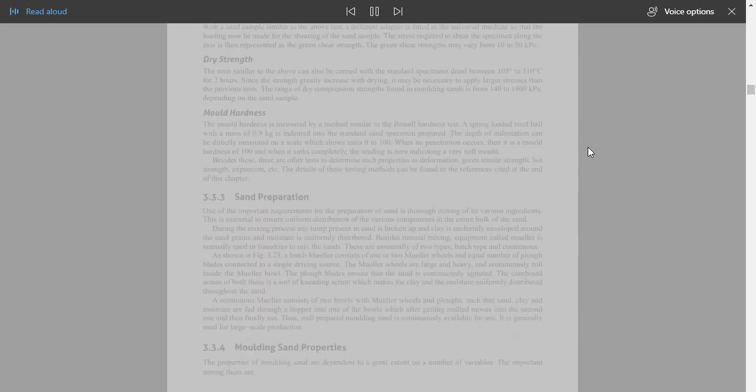With a sand sample similar to the above test, a different adapter is fitted in the universal machine so that the loading can now be made for the shearing of the sand sample. The stress required to shear the specimen along the axis is then represented as the green shear strength. The green shear strengths may vary from 10 to 50 kPa.